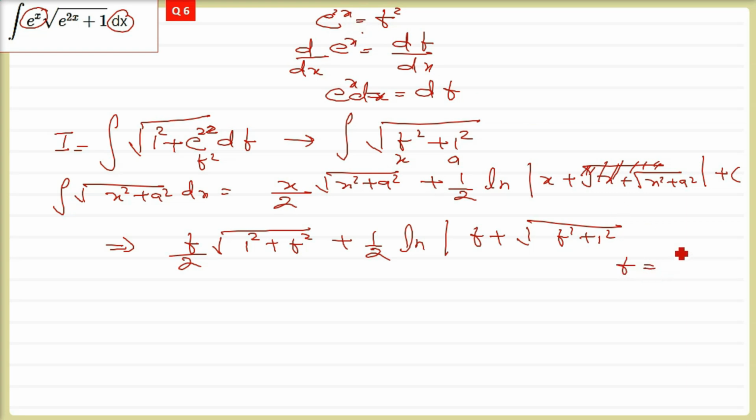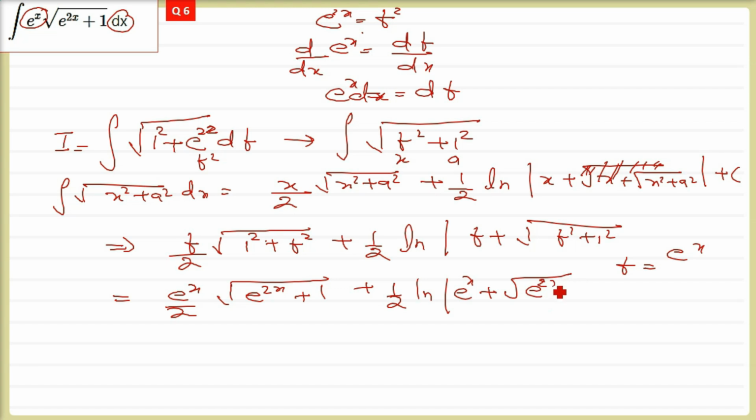Now if you remember, t was e raised x we assumed earlier. So now replacing t by e raised x, it will be e raised x by 2 under root e raised 2x plus 1, plus half ln, log base e modulus e raised x plus under root e raised 2x plus 1, and plus a constant of integration. This is your final result.